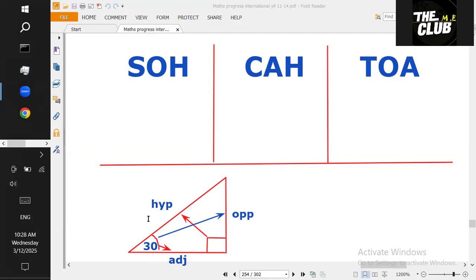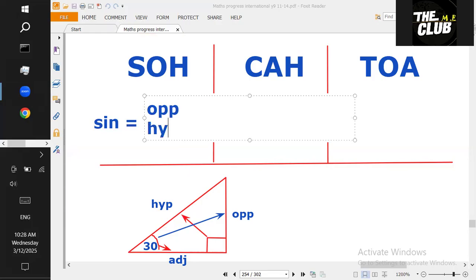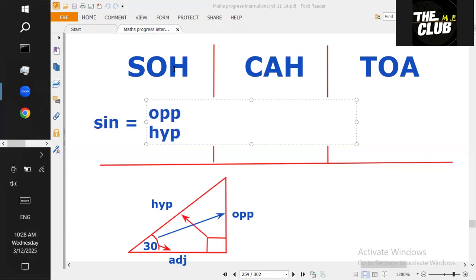Now, as you can see, hypotenuse means H, opposite is O, adjacent is A. This means that we understand these formulas here. So let's write them. Sine of an angle equals opposite over hypotenuse. So sine of the angle equals opposite over hypotenuse. This is the first formula, which is for the sine.